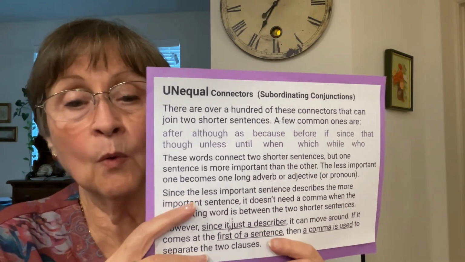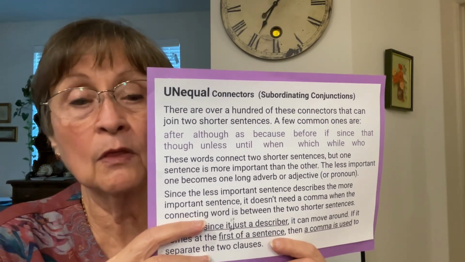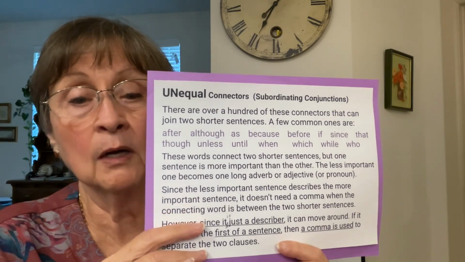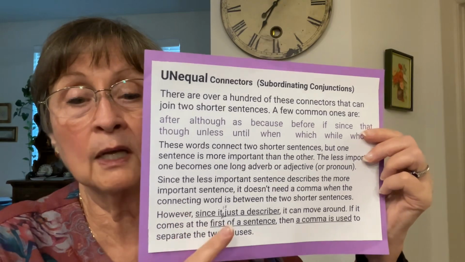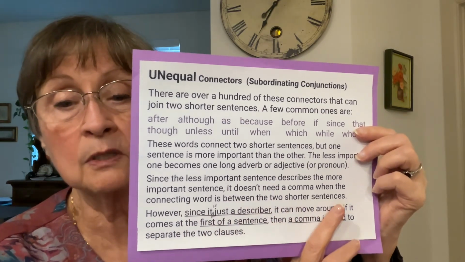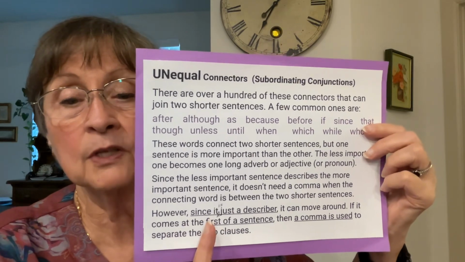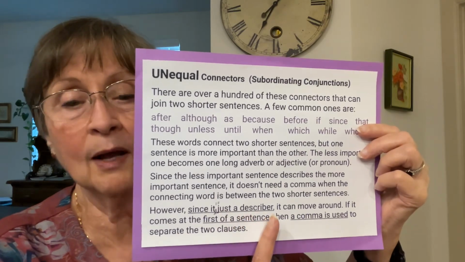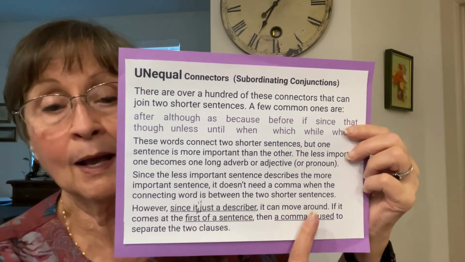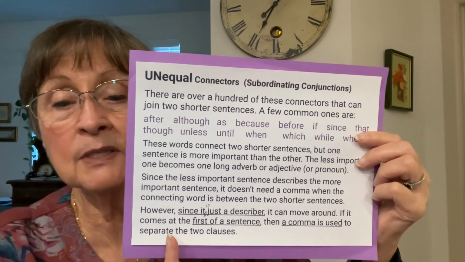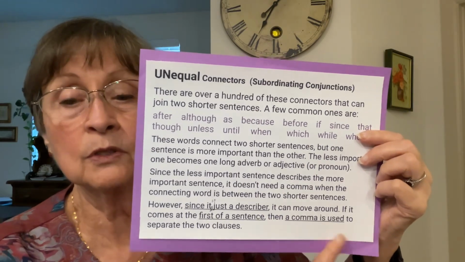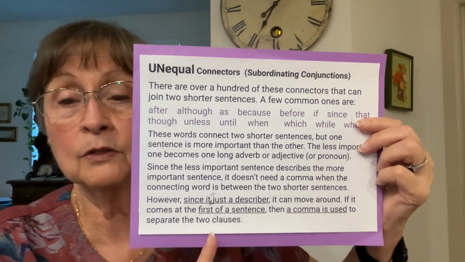Since the less important sentence describes the more important sentence, it doesn't need a comma when the connecting word is between the two shorter sentences. However, since it is just a describer, it can move around. If it comes at the first of a sentence, then a comma is used to separate the two clauses. Here are some examples.